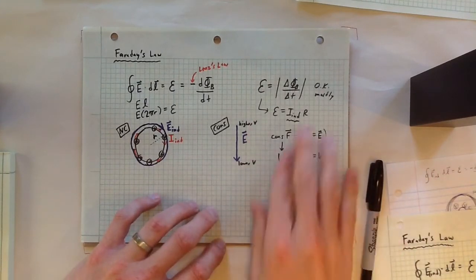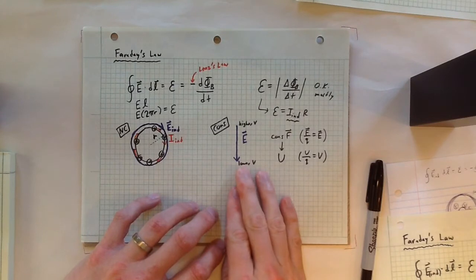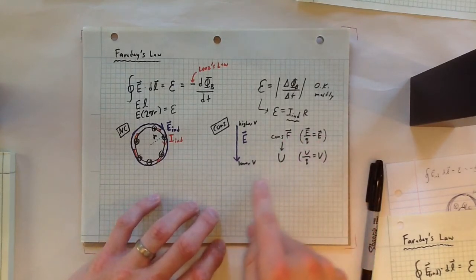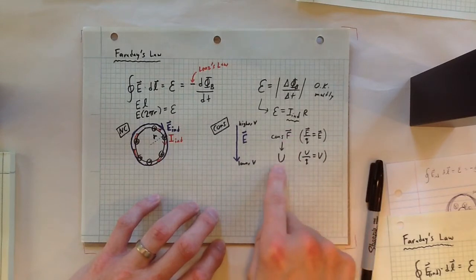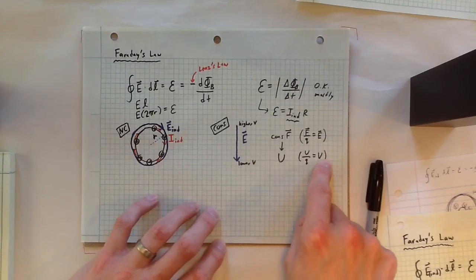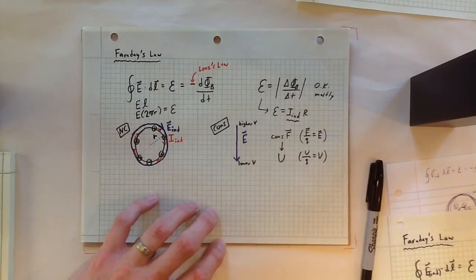So this whole scheme makes sense. This is a conservative force, so there's an associated field with that, and you can of course define a potential energy, or a potential energy per charge, called voltage. So this all makes perfect sense.